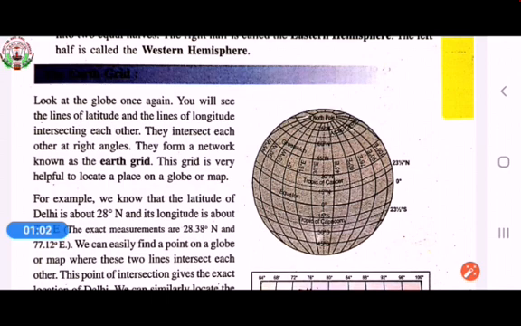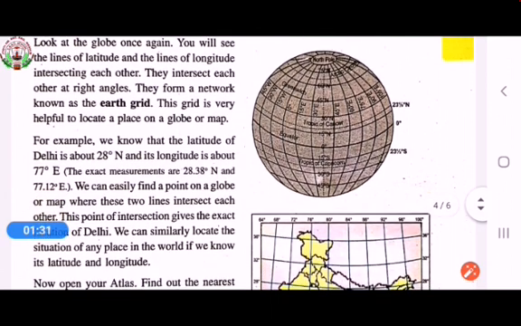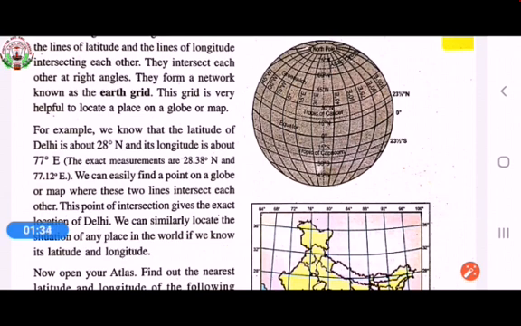This grid is very helpful to locate a place on a globe or a map. Students, if we know the latitude and longitude of Delhi, we can easily find out on a globe or map where Delhi is. First we have to find out the latitude. The latitude of Delhi is 28 degree north. Exact measure is 28.38 degree north and the longitude of Delhi is 77.12 degree east.